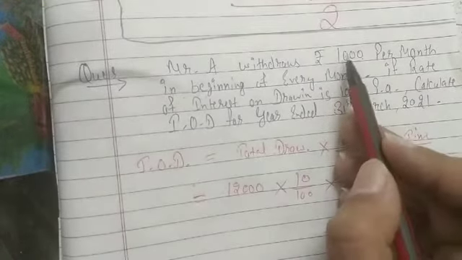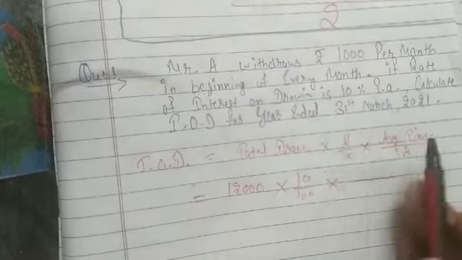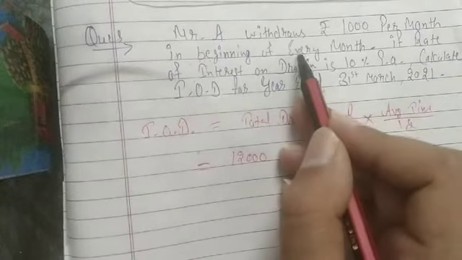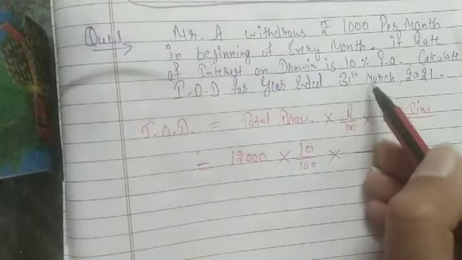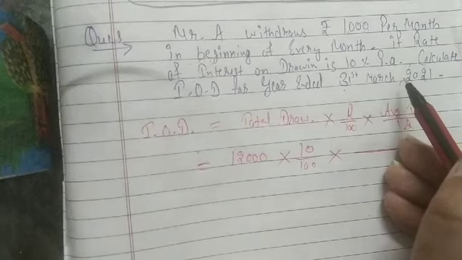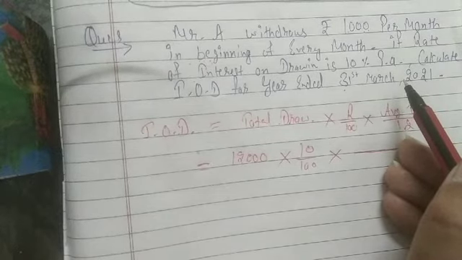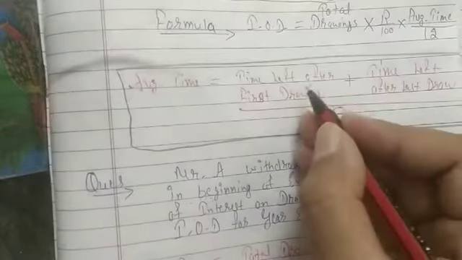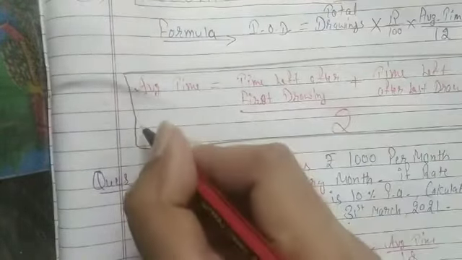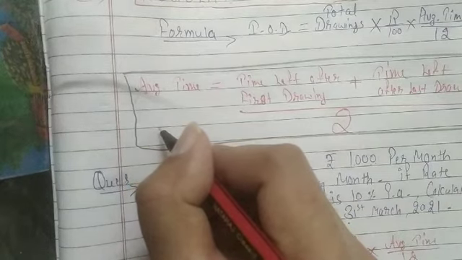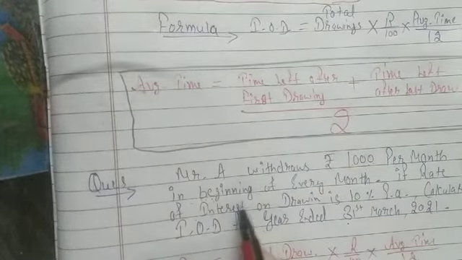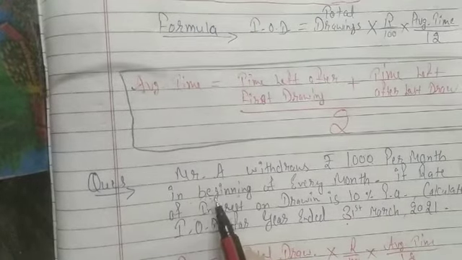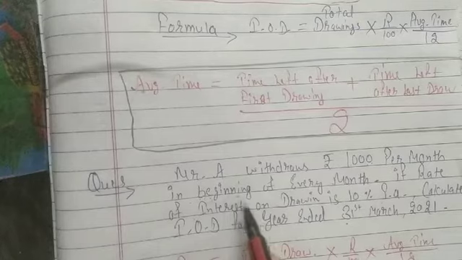See, he is withdrawing 1000 per month in the beginning of every month. So when he has made first drawing in the beginning of first month, if the year is ending on 31st March 21, it means the year is starting on 1st April 2020. So time left after first drawing will be, if he has made first drawing on 1st April, in the beginning of month means first drawing he has made on April, on which date? In the beginning means 1st April.